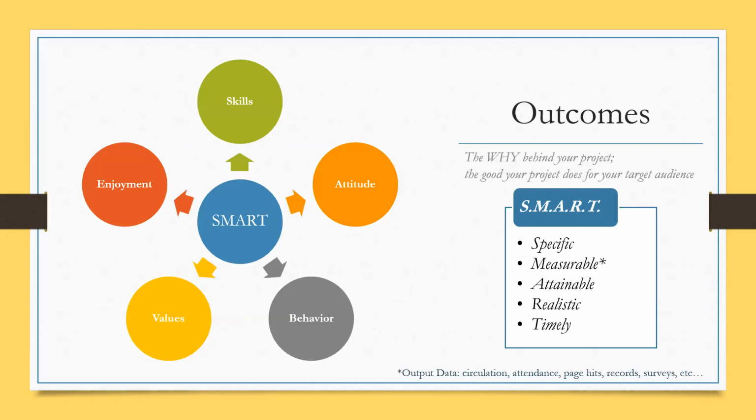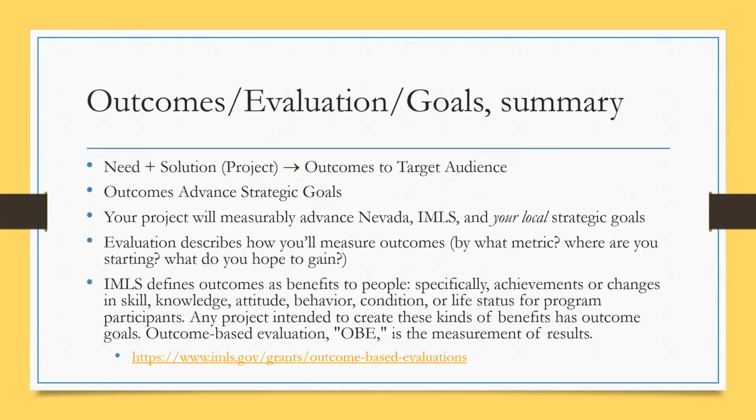And outcomes need to be measurable. Well, measurable, specific, attainable, realistic, and timely. I know it's very hard to measure outcomes. I do. The best way to measure them is through your output data and surveys, the quantifiable things. And that is section 6. Okay. Oh, here's our summary.